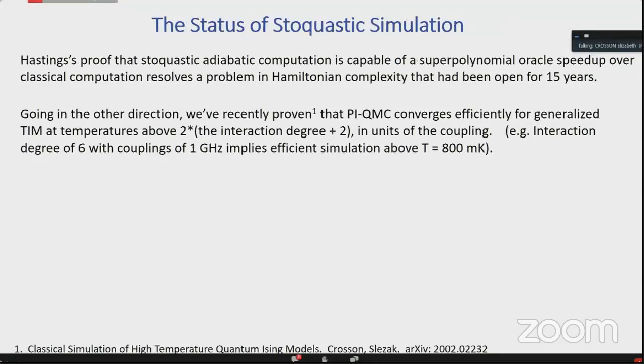Now, obviously, that's much warmer than current superconducting devices. So no one is proposing to get a quantum advantage at those temperatures. We're off by maybe a factor of 10 or more.